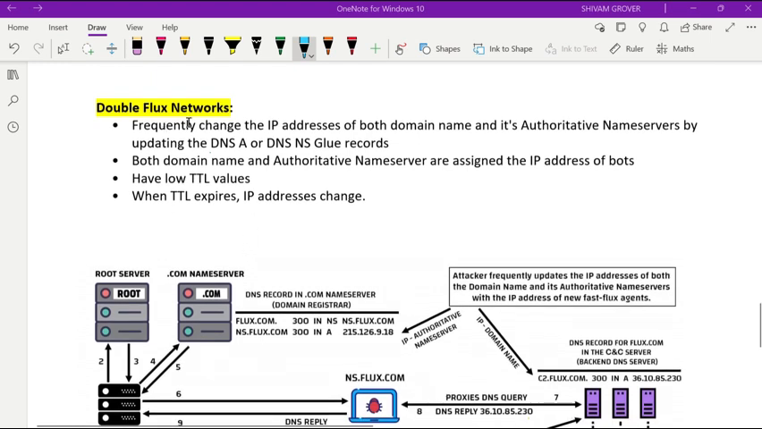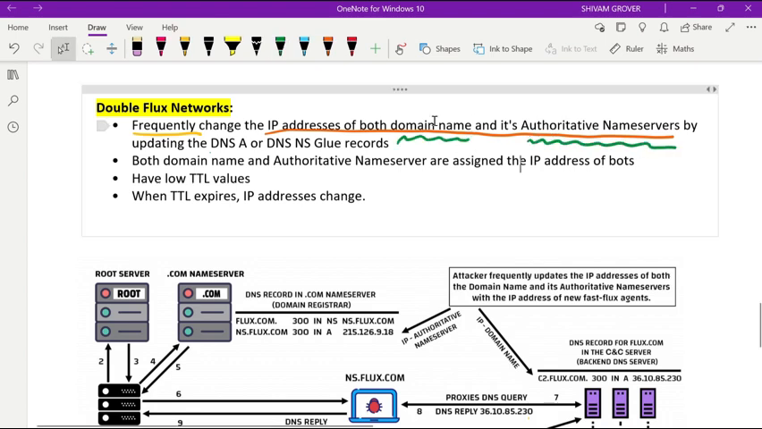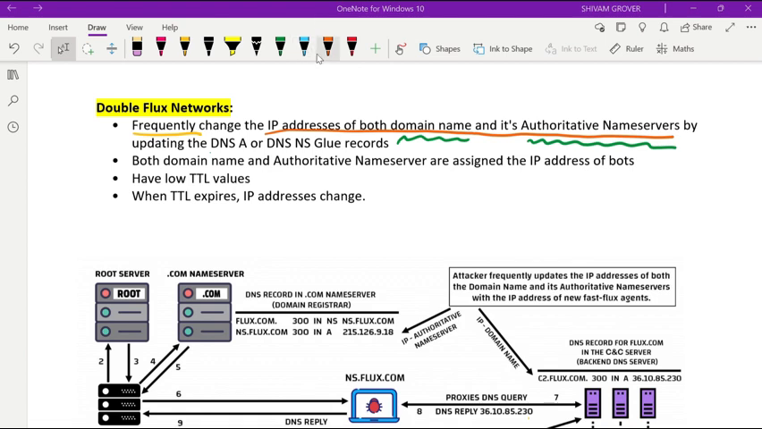Now let's talk about double flux networks. As compared to single flux networks, here we change both the IP addresses of domain names and authoritative name servers. And this is also done very frequently. So that is the only difference, that here we change the domain name and we map the domain name and authoritative name servers to the IP addresses of one of the bots in the botnet. And this is done by updating the DNS A and DNS NS records.